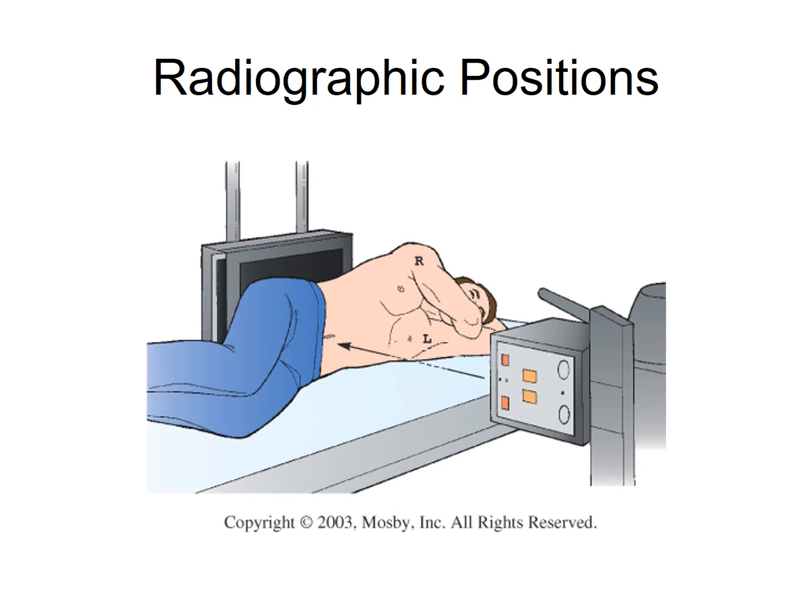Which side is against the table? The left. So we call this, and look at the terminology, a left lateral decubitus. Left because the left side is against the table. Lateral because the patient is not laying on their stomach, they're not laying on their back, they're laying on their side. And the beam is coming in horizontally, so this is a left lateral decubitus.